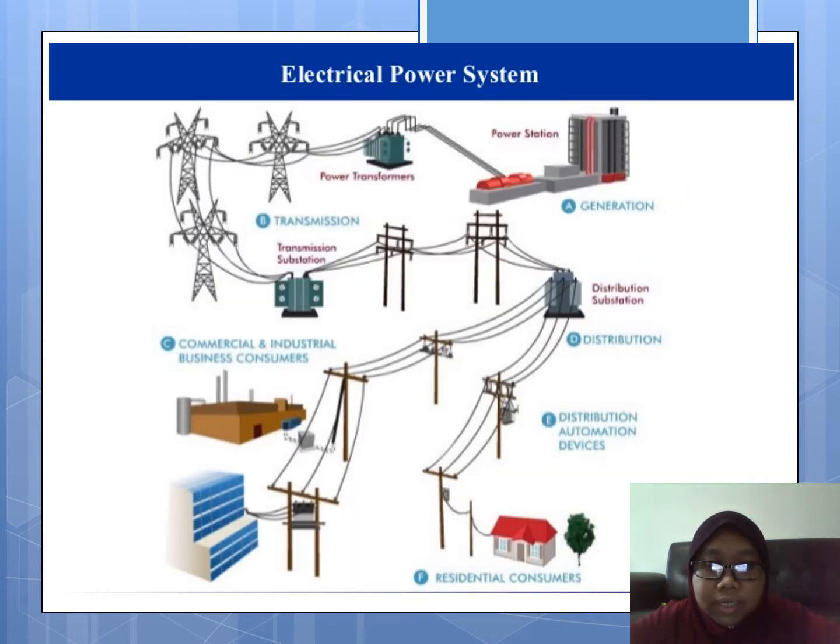Okay, this is another view or picture that shows parts and components of electrical power plant. Okay, A is generations, then only can transmissions, and then split into two. So you can see here, this is for commercialization and also industrial, and another one is for residential area or domestic.